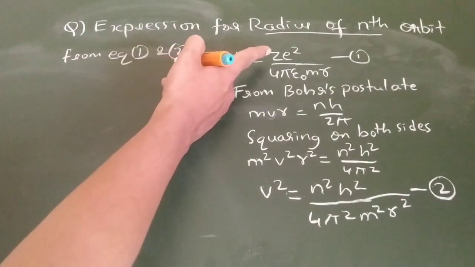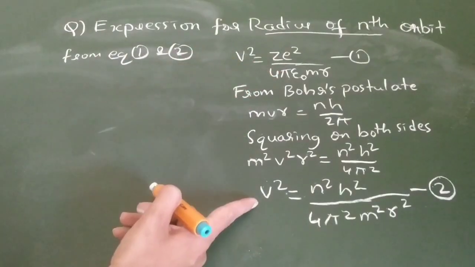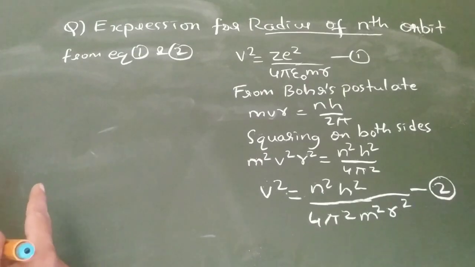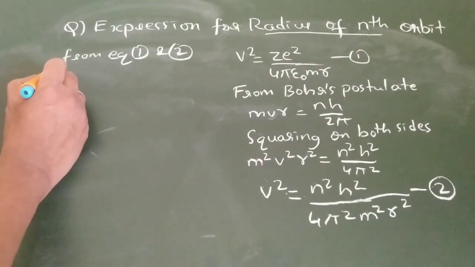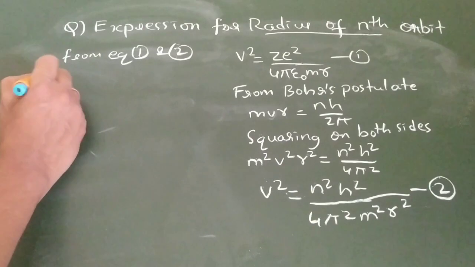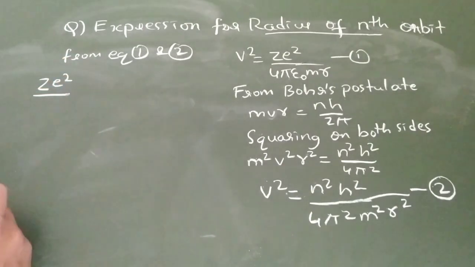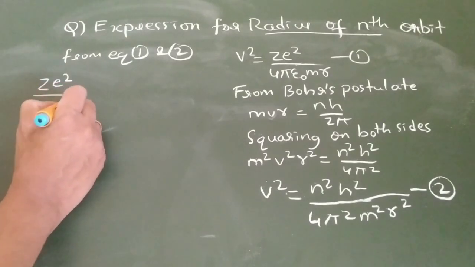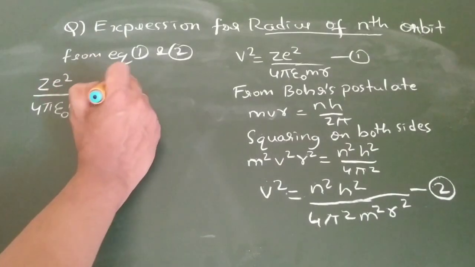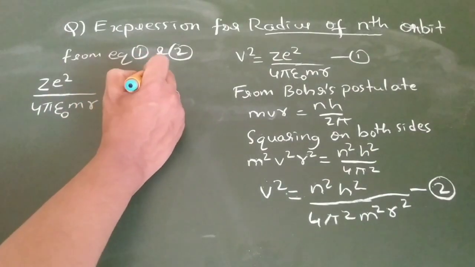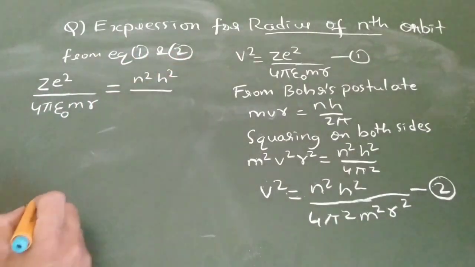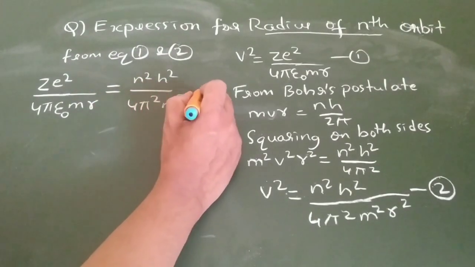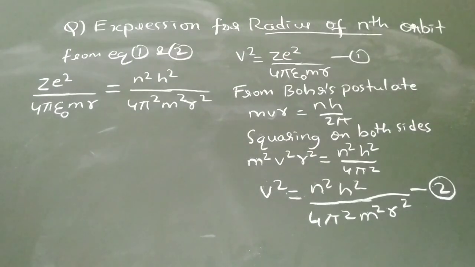See, this is v square is equal to z square by 4 pi epsilon naught m into r. V square is equal to n square h square divided by 4 pi square m square r square. I will equate them. What you are going to get? You are going to get z square divided by 4 pi epsilon naught m into r will be equal to n square h square divided by 4 pi square into m square r square. Okay, this is what you are going to get.